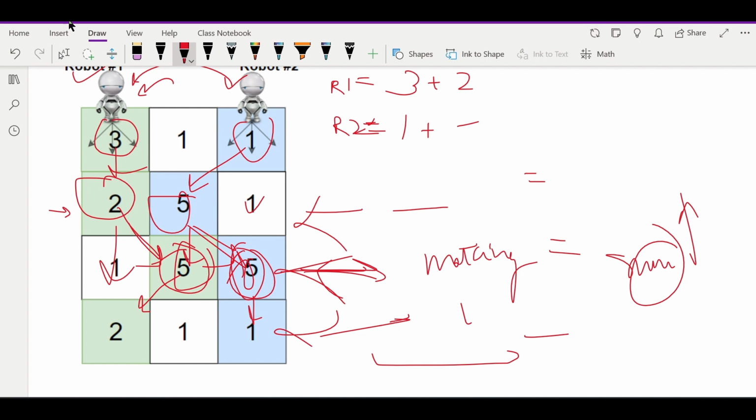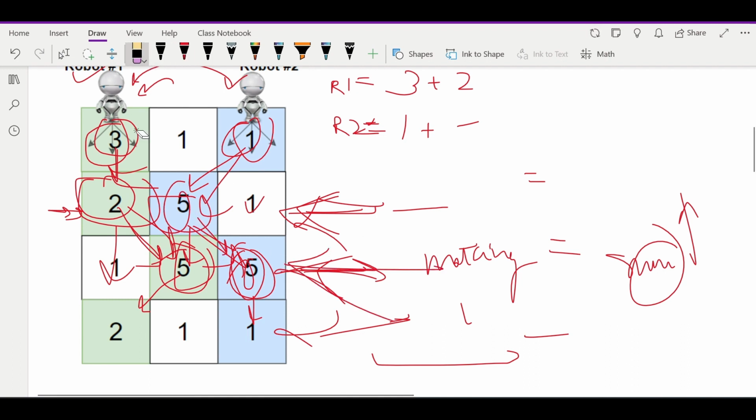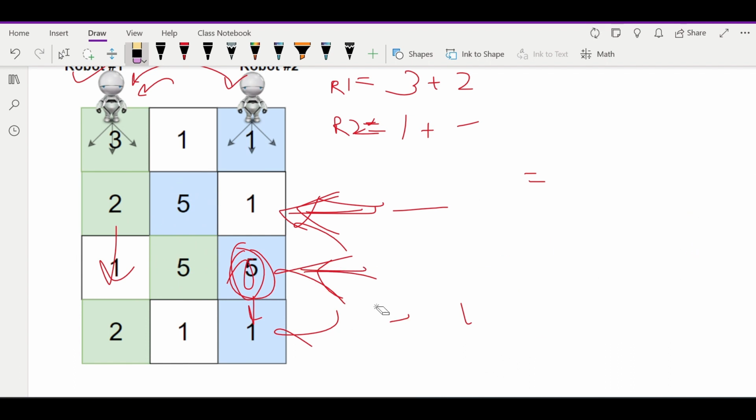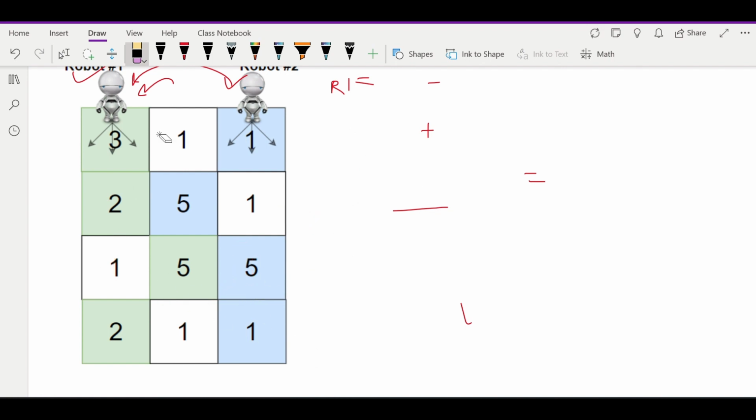For example, both of them made their first move simultaneously, and in their first move they maximize the cherries that can be collected in one move. Then when they made the second move, they again maximize the number of cherries that can be collected for the second move, right? So what are they doing? They are maximizing the cherries at every step.